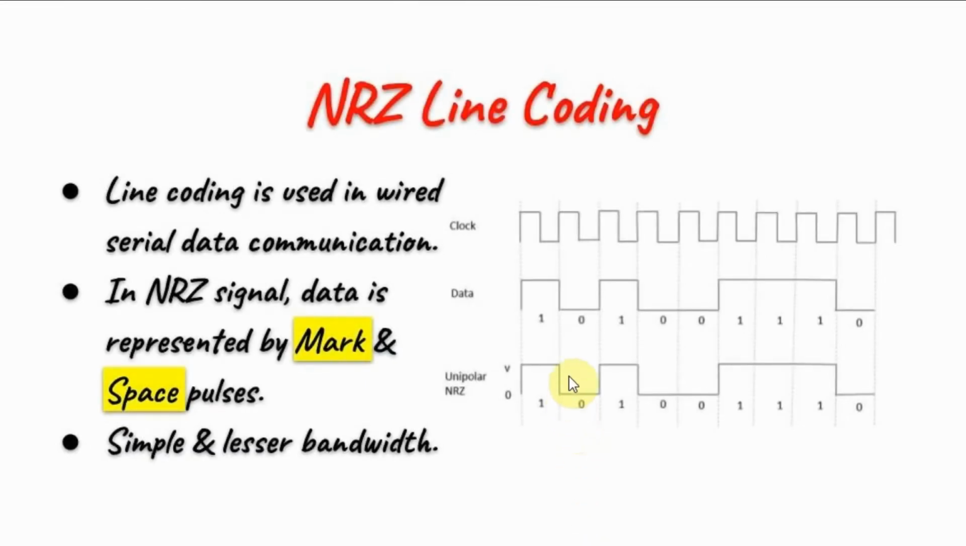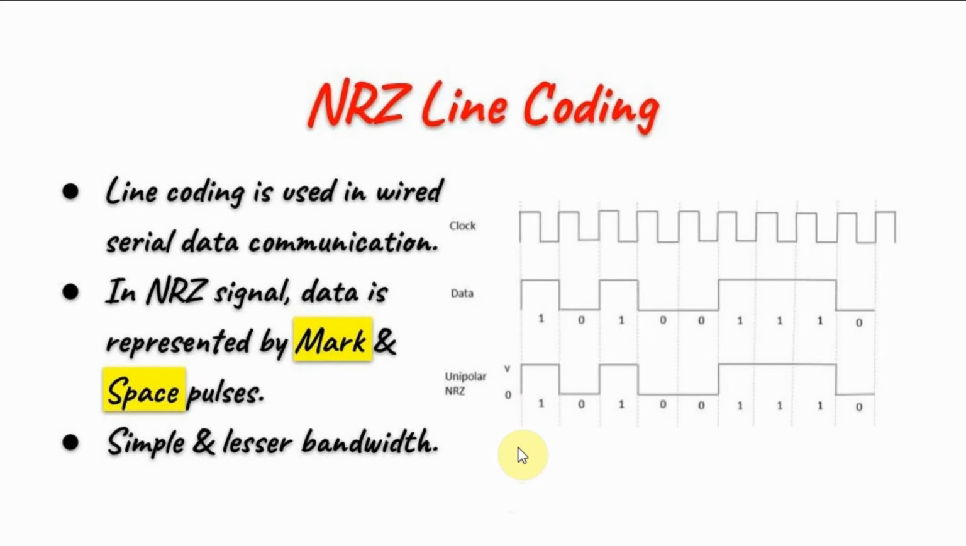The NRZ signal is generated by using a clock signal and the data to be transmitted. So for every clock pulse, the data is made available at the output, and here we will get what we call the unipolar NRZ signal. The logic 1 pulse is called the mark pulse, and the logic 0 pulse is called the space pulse.